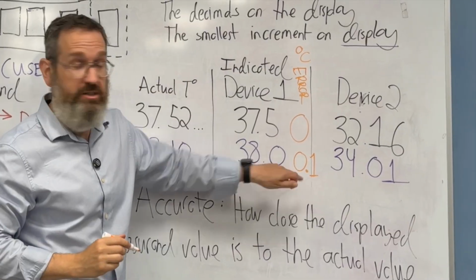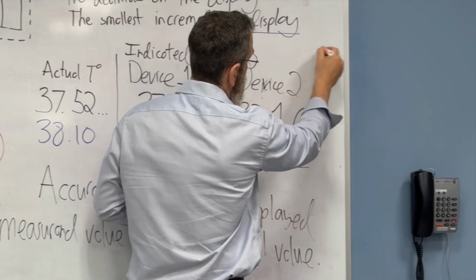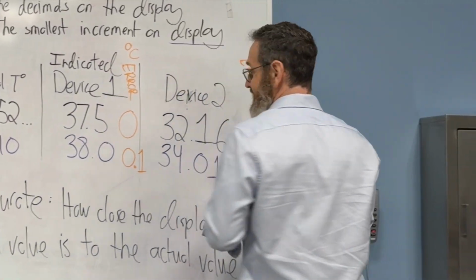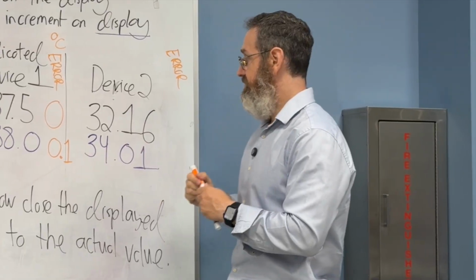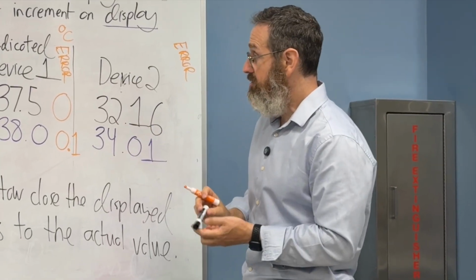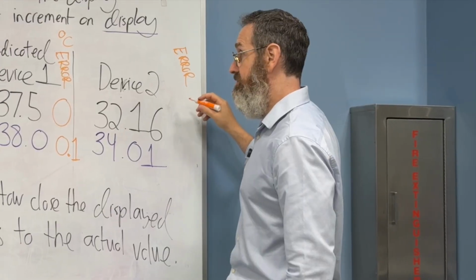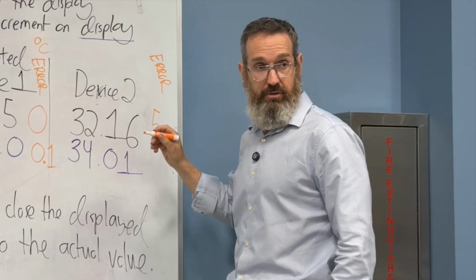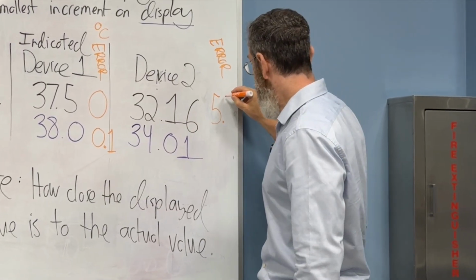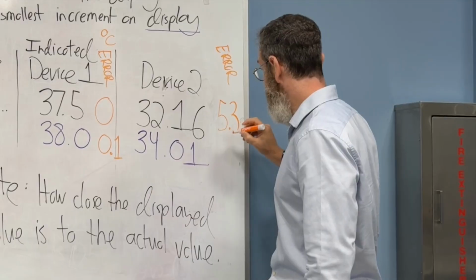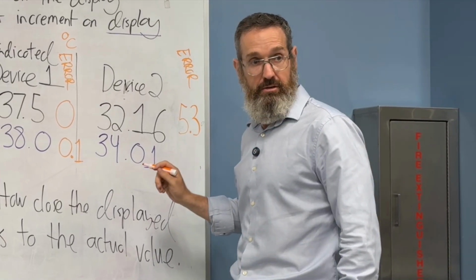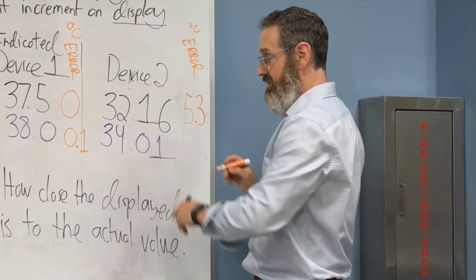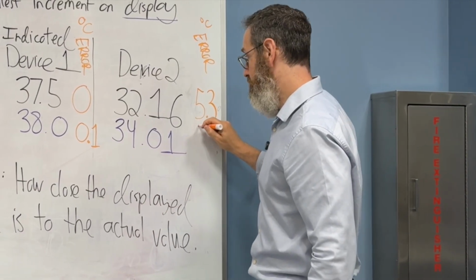Using different colors to make it clear. Let's talk about the error here. In this case, the error was about 5, 5.3, 5.4 off, 5.36. So let me just leave it here. Let's say it's greater than 5.3. This is the error in degrees C. And in this case, we were 4 degrees off, roughly 4.